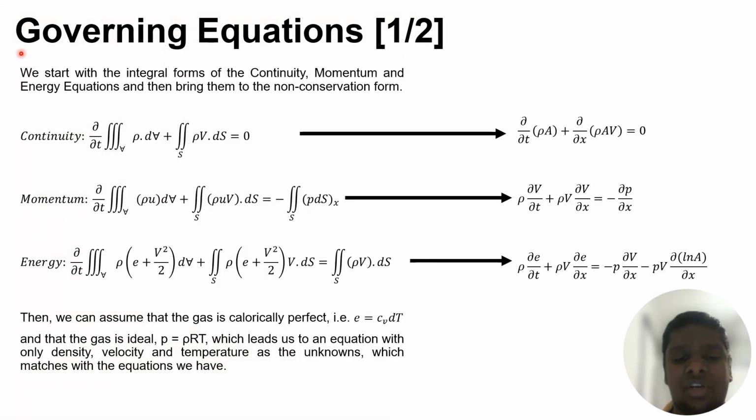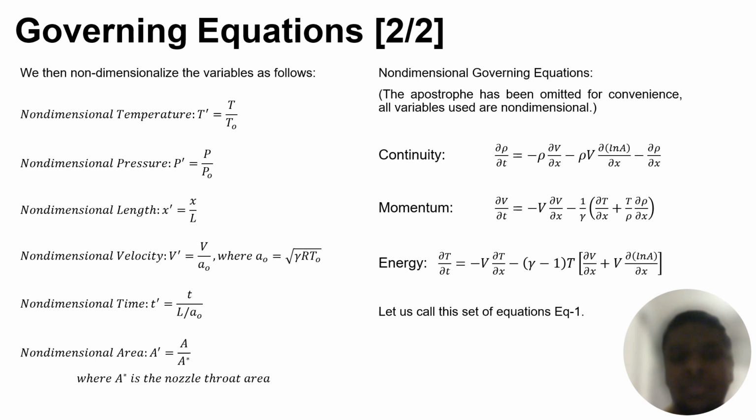So for the governing equations, we usually start with the integral form of the continuity, momentum, and energy equations, and then we arrive at the non-conservation forms of these equations in their differential forms. And since we have five unknowns and only three equations, we need two more equations to analyze this problem. And hence we can assume that the gas is calorically perfect, which eliminates the internal energy, as well as the equation of state, assuming that the gas is ideal, which also eliminates the pressure term. And hence we have three equations in three variables, making the problem feasible.